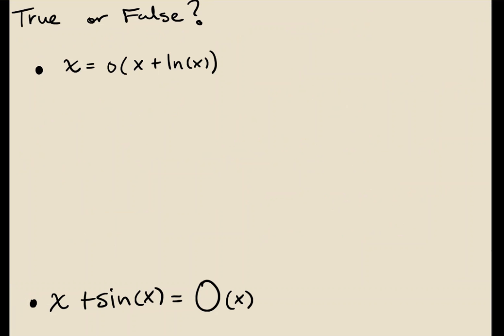Now here we're asked if this is true, and we know this notation, x is equal to little o of x plus ln of x. This would be true if when we form this limit, what's inside the parentheses goes to the denominator.